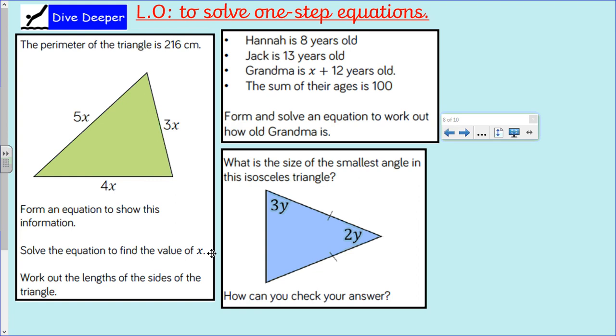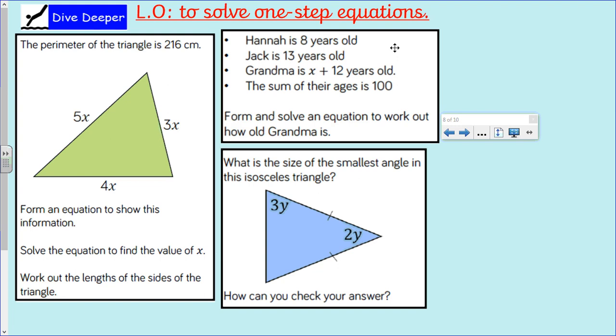Solve the equation to find the value of x is slightly trickier. It's really just using your calculation skills. Can you work out the lengths of the sides of the triangle? So there's 3 steps there. I think you'd all be able to have a go at that first bit, if I'm honest. Now, I'm not a fan of these ones, year 6. See if you can do a better job than I would be doing on these ones.